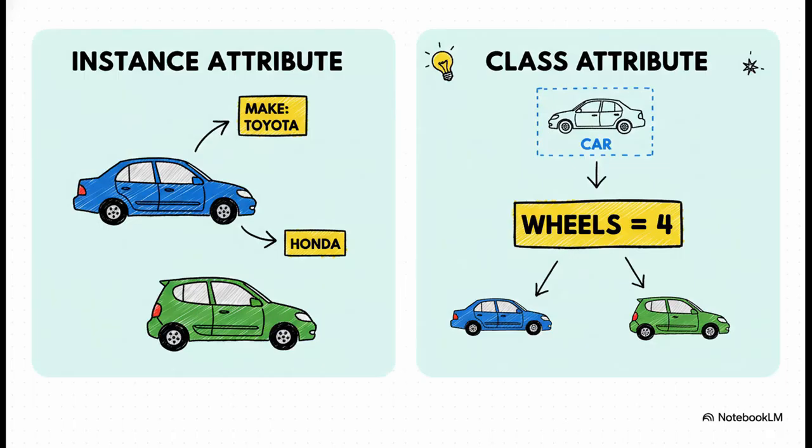Now there's a quick but really important distinction we need to make. The attributes we've seen so far, like make, are instance attributes. They're unique to each car. But what about things that are true for all cars, like, say, having 4 wheels? We can define that as a class attribute. And now every single car object we stamp out from this blueprint will automatically get it.